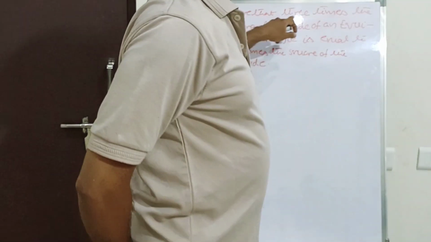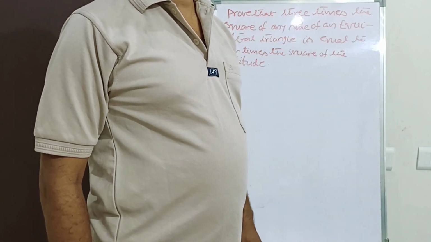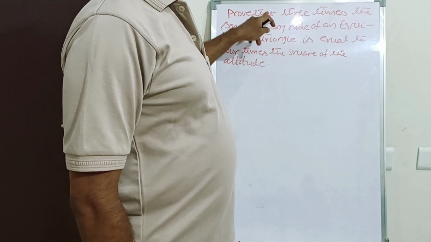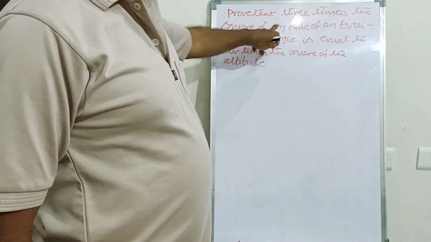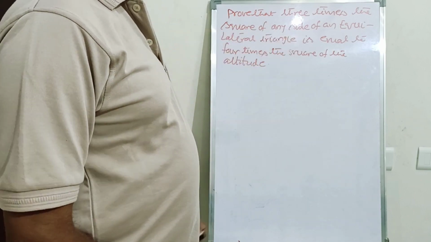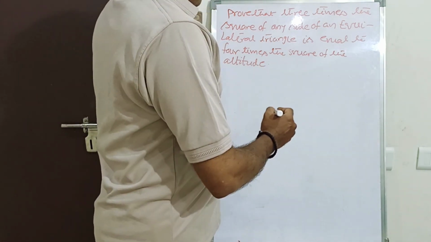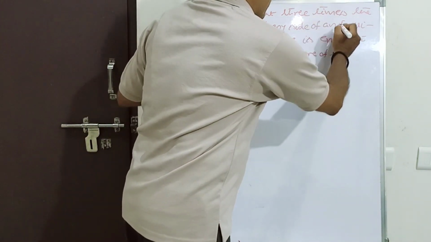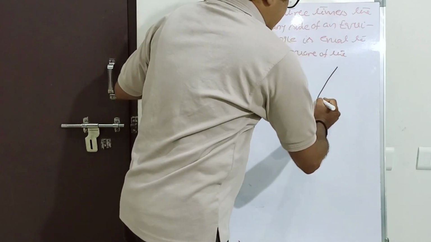Dear friends, let us go through the first rider based on the concept of Pythagoras theorem. Prove that 3 times the square of any side of an equilateral triangle is equal to 4 times the square of the altitude.